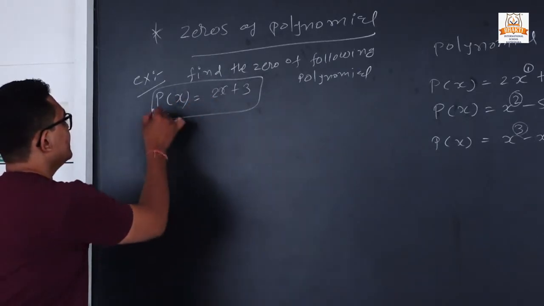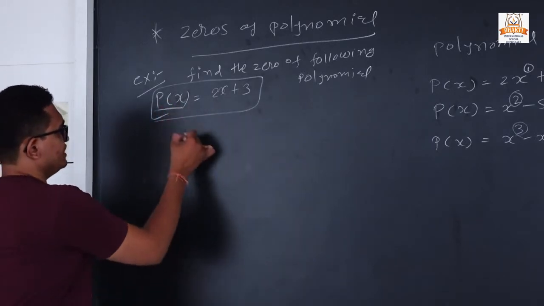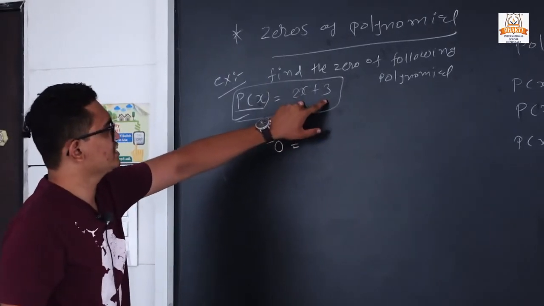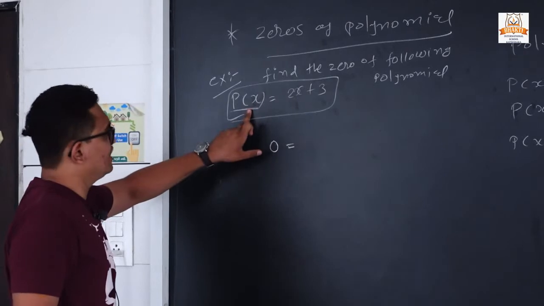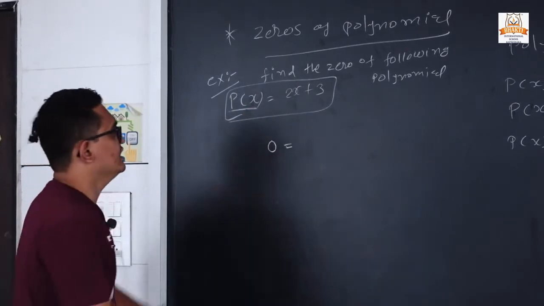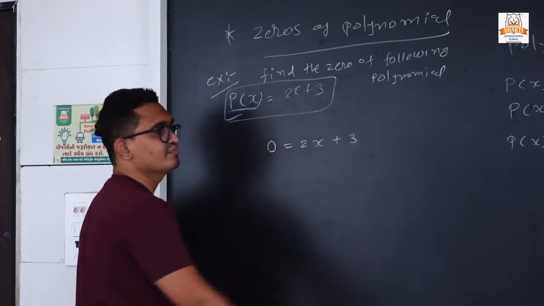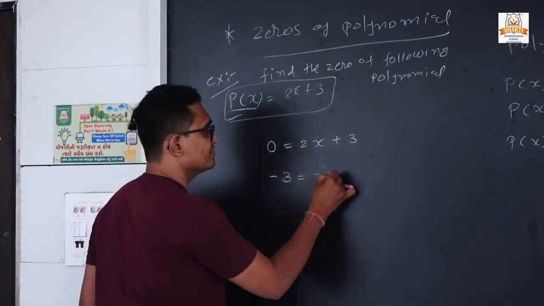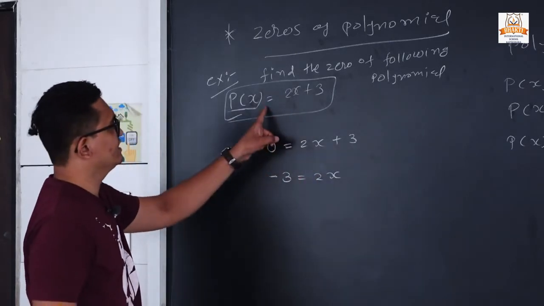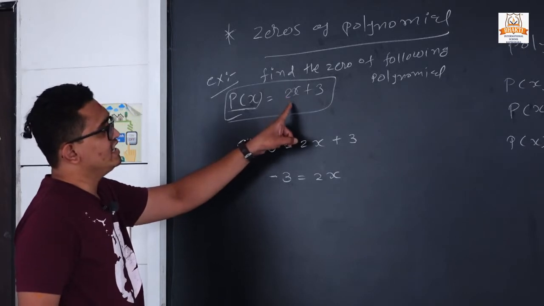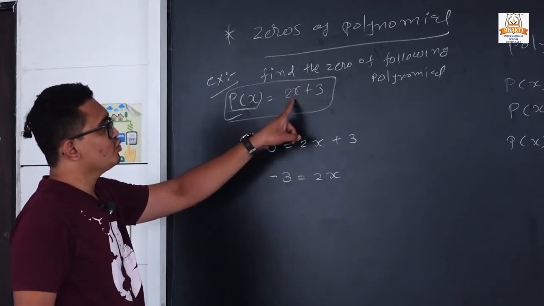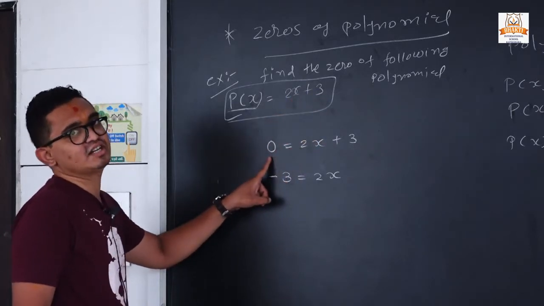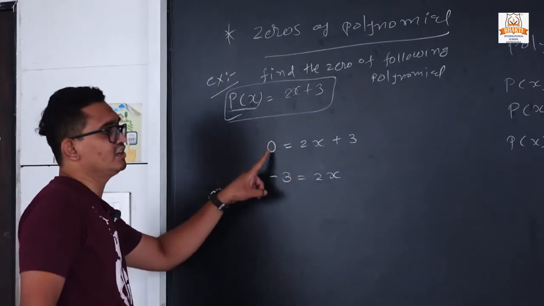We want to find the zeros of that polynomial, so first of all we put P of x equal to 0. On the left-hand side we put 0, and the right-hand side stays the same. Now that 3 goes to the other side, so it becomes minus 3. Once again, to find the zeros of 2x plus 3, the first step is to put it equal to 0.